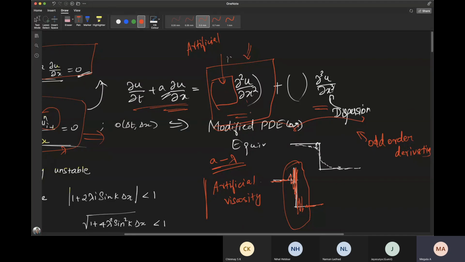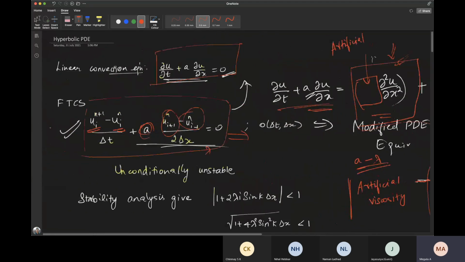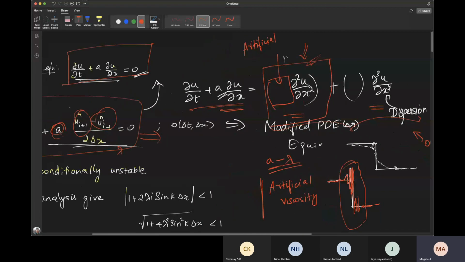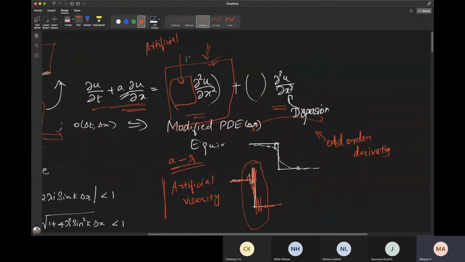Now here we have second order derivatives. This is like artificial viscosity. Unlike the physical viscosity, we are adding viscosity to the solution by doing this approximation, through our finite difference scheme. This is known as artificial viscosity, and this is the artificial viscosity coefficient. This coefficient will help you in controlling the diffusion actually. We'll see that in the next class.